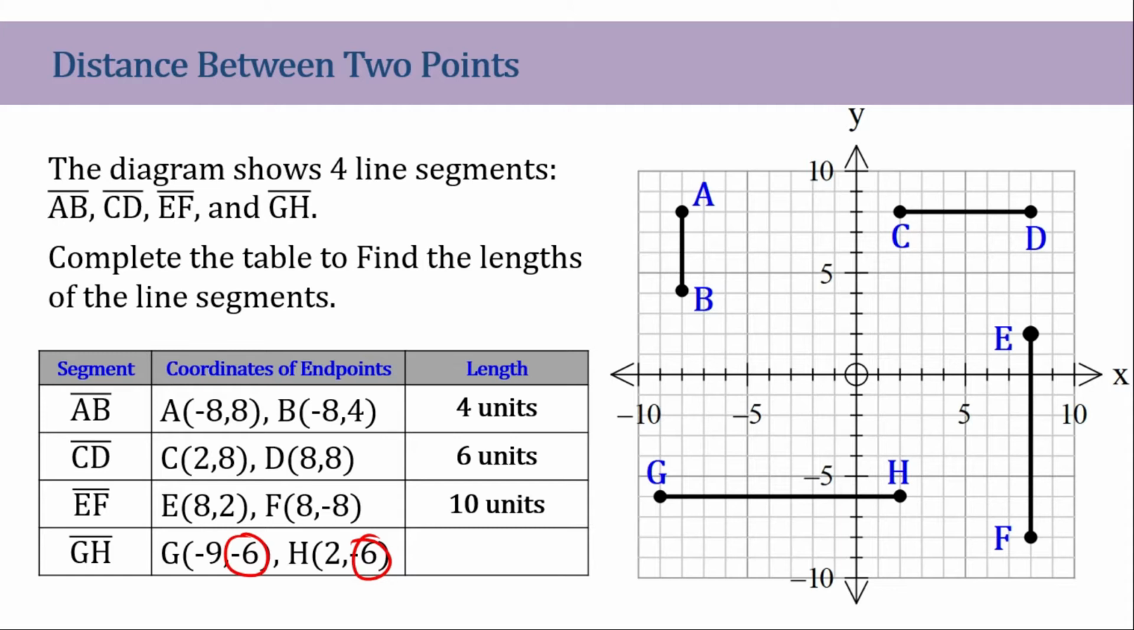Now let's get the horizontal length of the line by simply getting the absolute value of the difference of the abscissas. So that is the absolute value of negative 9 minus 2. Negative 9 minus 2 is equivalent to negative 11. The absolute value of negative 11 is 11. So it will be 11 units.